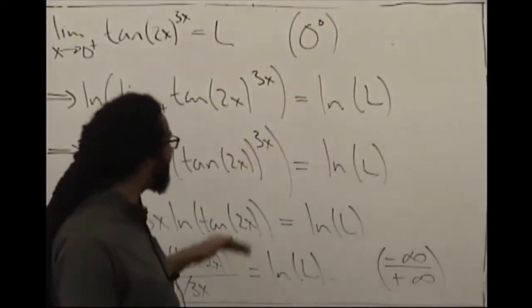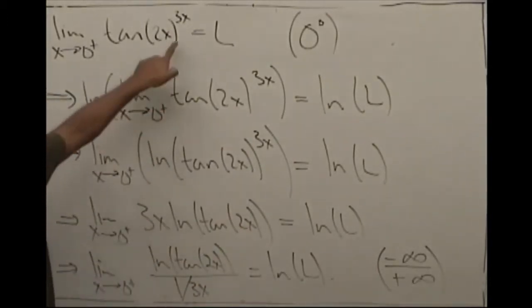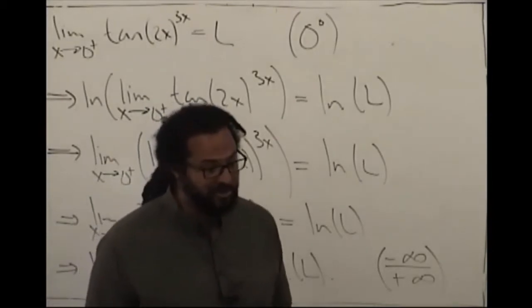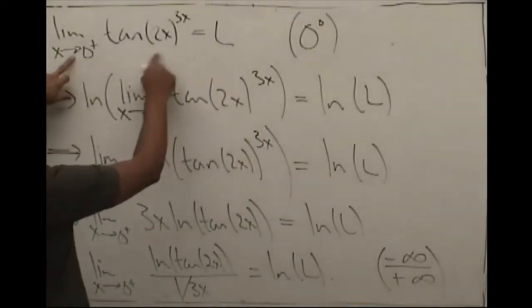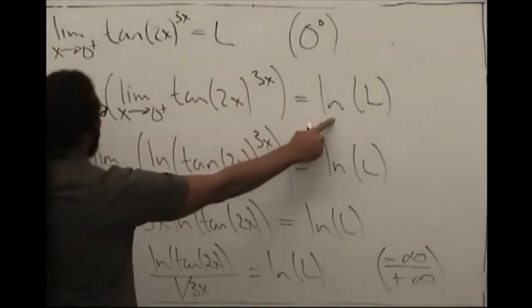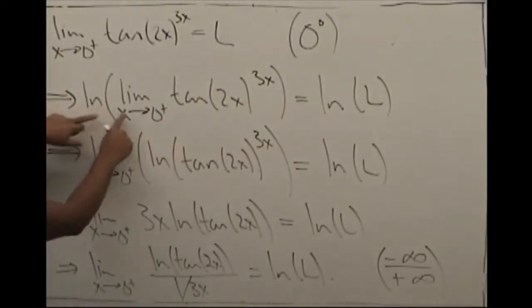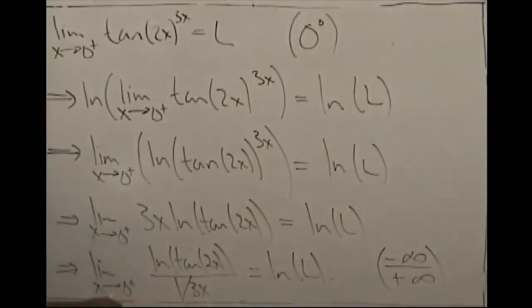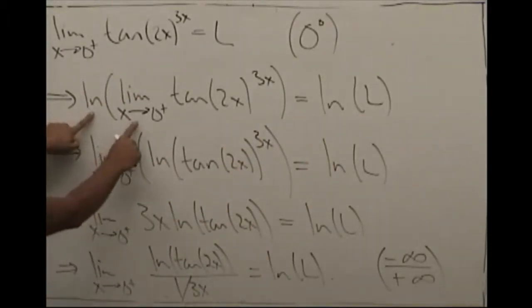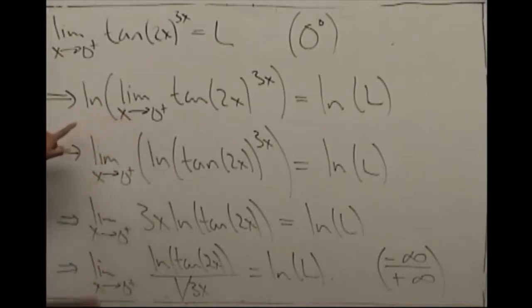So we want to try to rewrite this thing. Again, anytime there's a moving exponent, take the natural log of both sides. That's always step number one. So I'm going to call this limit L. When I take the natural log of both sides, I get the log of the limit of the thing is equal to the natural log of L. Because natural log is continuous, I'm allowed to switch these two things. In other words, the log of the limit is the same thing as the limit of the log.